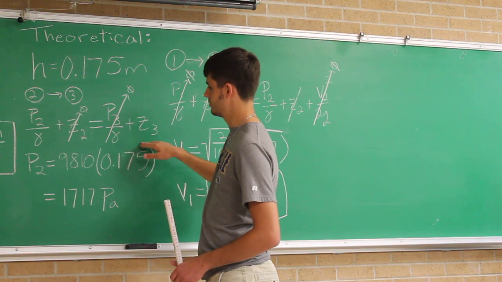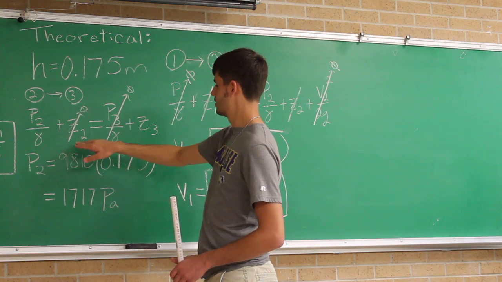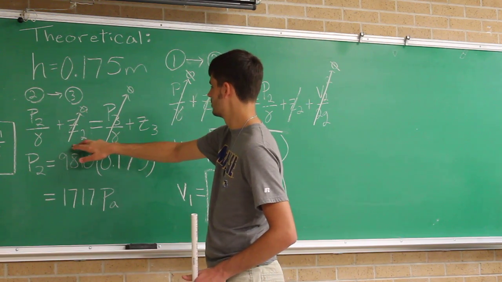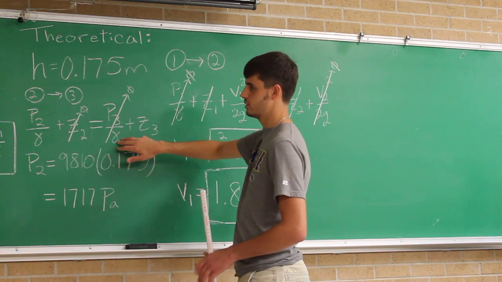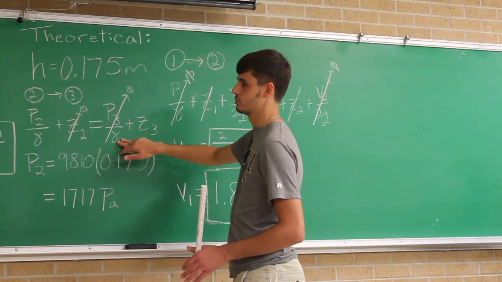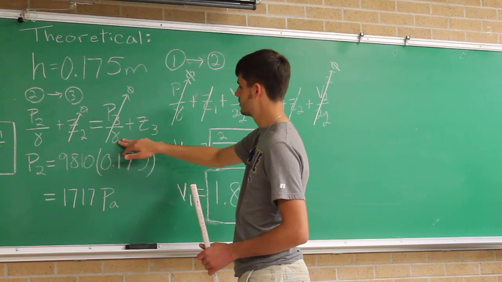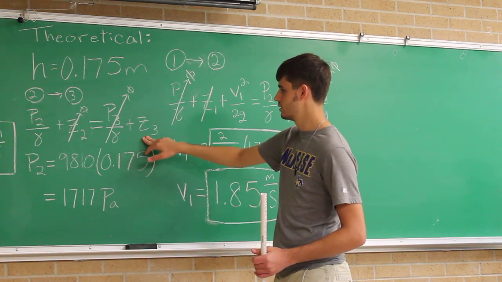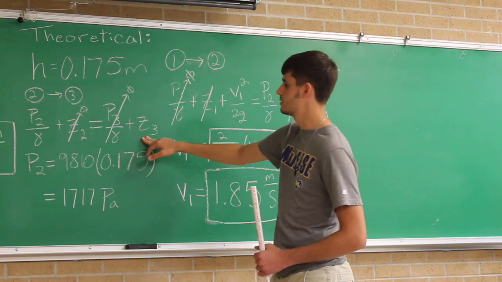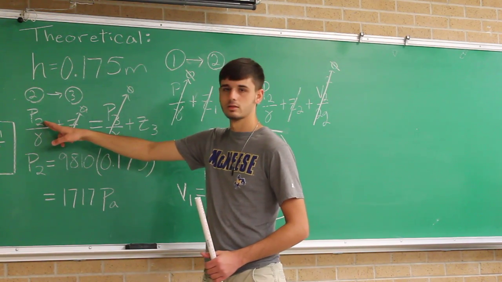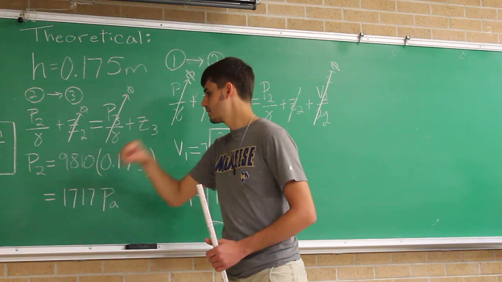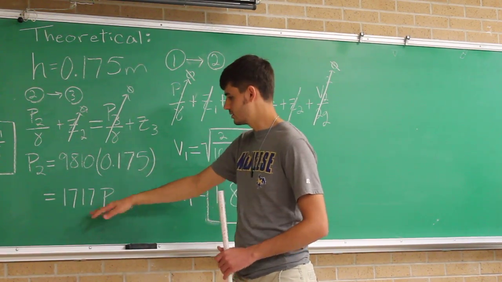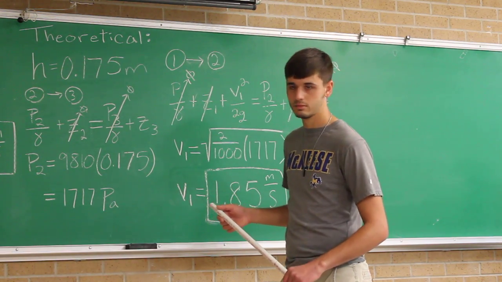So here's our equation, and the elevation at point 2 we chose to be 0, so that cancels. The pressure at point 3 in our system is 0 because it's an open surface, which means there's atmospheric pressure. The elevation at point 3 is going to be our measured height. So the only unknown left in our equation is the pressure at point 2. We calculated the pressure at point 2, which came out to be about 1,717 pascals.